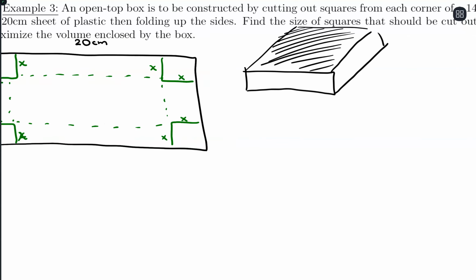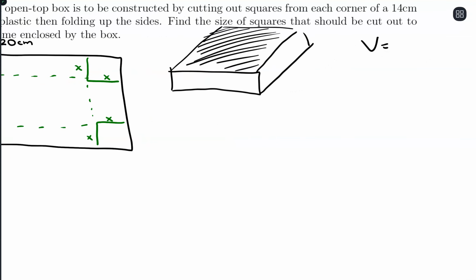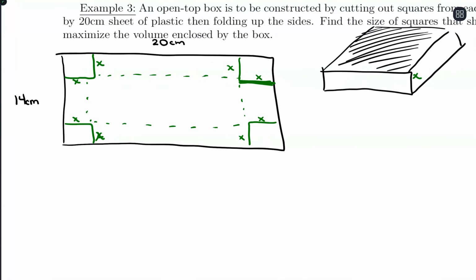So what we need to talk about is, for volume, we need length times width times height. So the height of the box is coming from one of the sides of the squares. So the height is actually going to be x. The width of the box, so we have this 14 centimeters, but we're cutting out 2 squares from that length there. So we're going to have that total of 14 centimeters minus x minus x. So that's actually going to be 14 minus 2x.